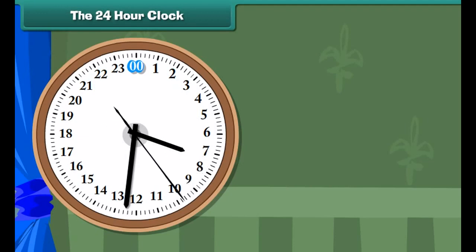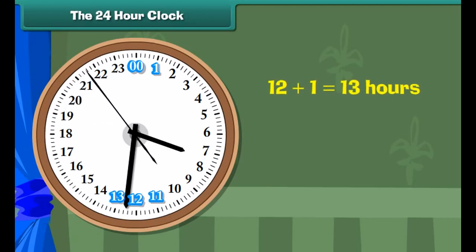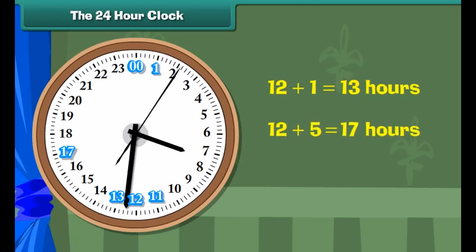1 o'clock at night is indicated by 1 hour. 11 o'clock in the morning is 11 hours. 12 noon is 12 hours. 1 o'clock in the afternoon is 12 plus 1, that is 13 hours. 5 o'clock in the evening is 12 plus 5, that is 17 hours. 9 o'clock in the night is 12 plus 9, that is 21 hours.